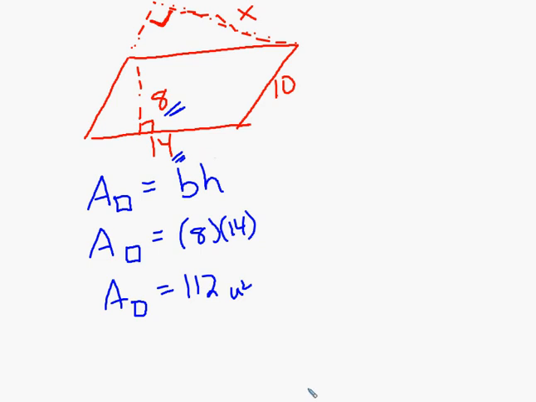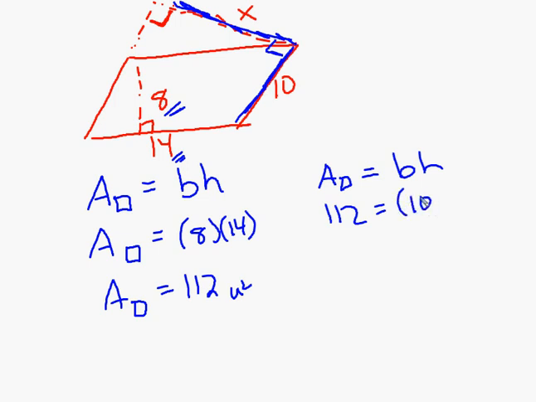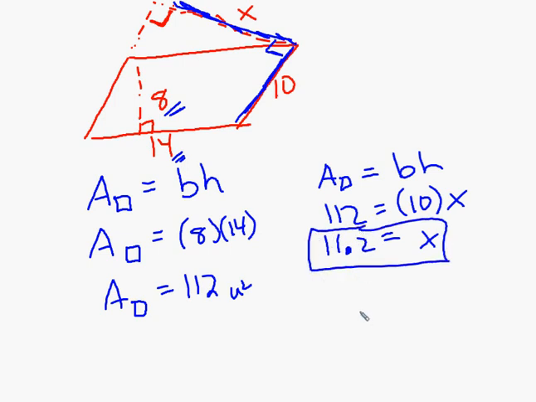Now the area of the shape is not going to change, but in order to find this x, I have to use the 10, because it's perpendicular to that 10. So it's 112, and then my base now is 10, and my height now is x. Divide by 10, and I get 11.2. That's my answer. I figured out x. Okay? Clean. Any questions? Then we can do the last thing for today.